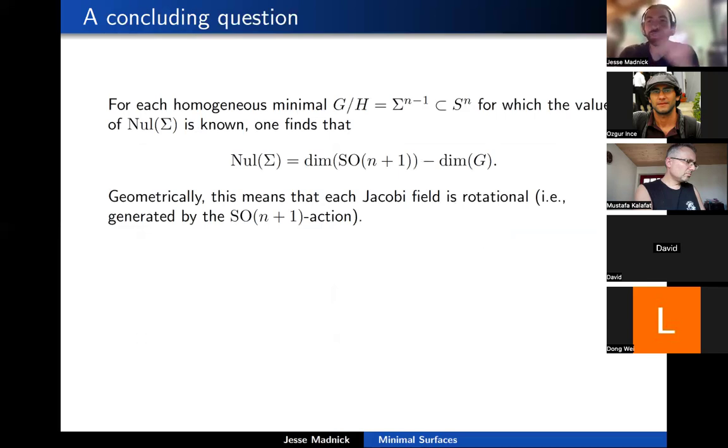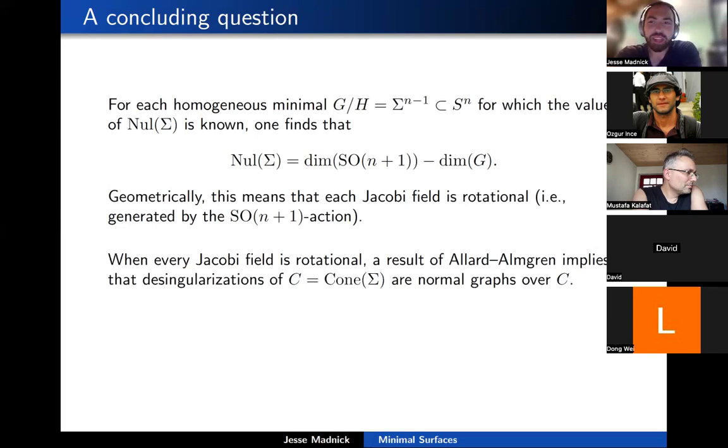So to conclude, I just want to wrap up with this one last question. For each of the homogeneous minimal hypersurfaces, we either know the nullity or we don't. And for the ones for which we know the nullity, it turns out, just coincidentally, to always equal the dimension of SO(n+1) minus the dimension of G. That happens every time. And what that means geometrically is that all of the Jacobi fields are rotational, right? So they're generated by the SO(n+1) action. So that's kind of interesting.